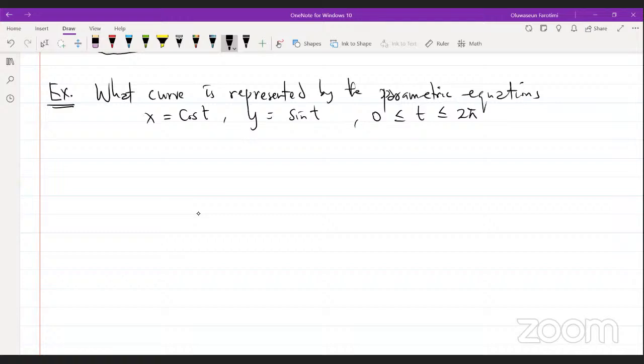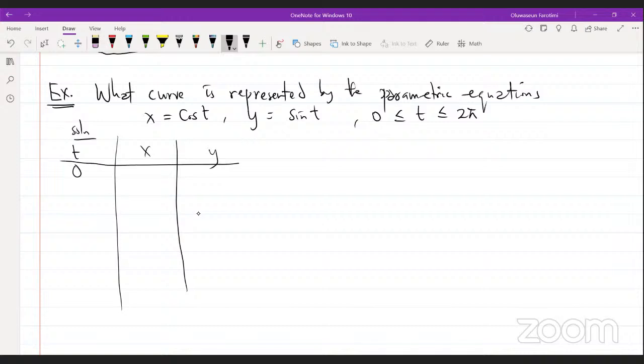Now, we've got to set up our table: t, x, y. This just says 0 to 2 pi. So if I like, I can just segment this. I can pick pi over 6 as a distance, or I can pick pi over 4. It all depends on what I want to achieve.